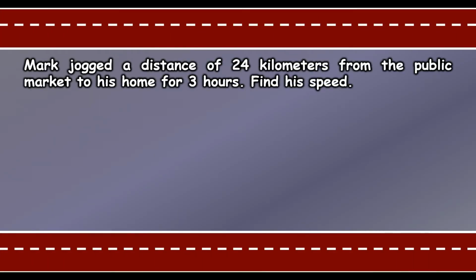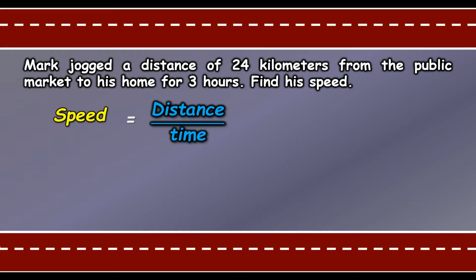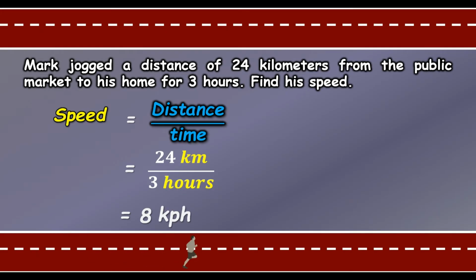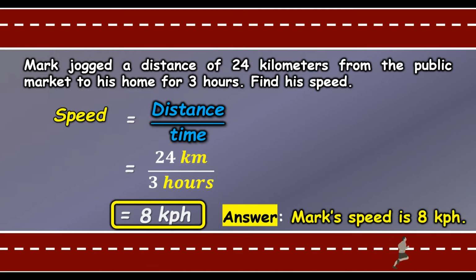The next example we have. Mark jogged a distance of 24 kilometers from the public market to his home for 3 hours. Find his speed. To find the speed, we use the equation speed equals distance divided by time. We have 24 kilometers the distance. Divided by 3 hours for the time. 24 divided by 3. Yes, 8. Copy the unit of measure kilometers per hour. So, our answer is that Mark's speed is 8 kilometers per hour.